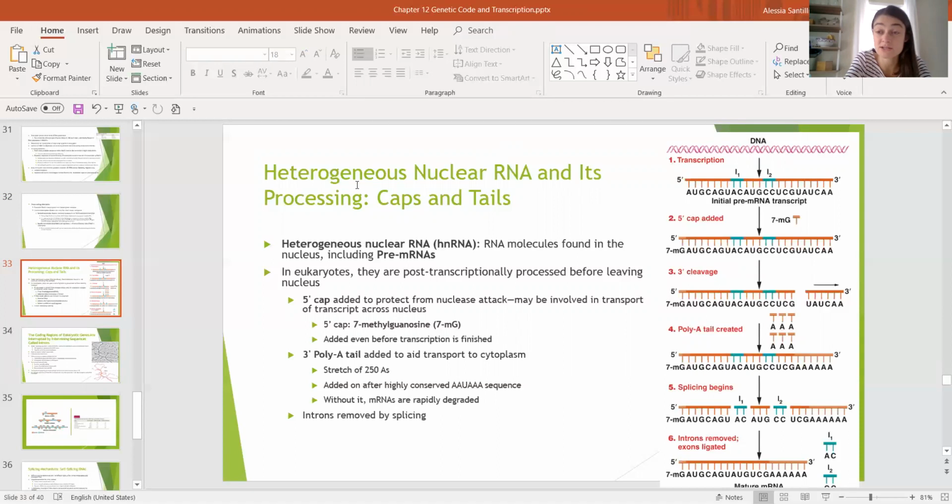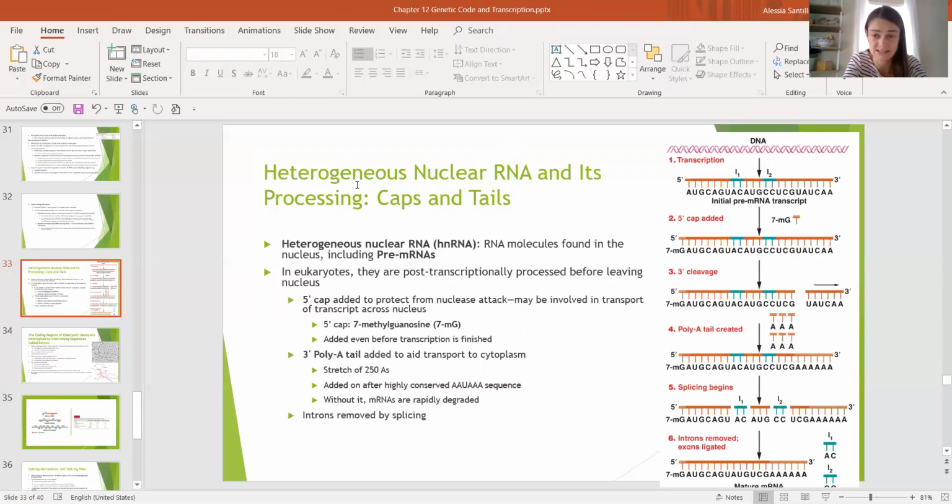So in eukaryotes, there are post-transcriptional modifications that have to happen to this pre-mRNA, or primary RNA, before it can leave the nucleus. It's different between textbooks. You can find primary mRNA or pre-mRNA, I believe.